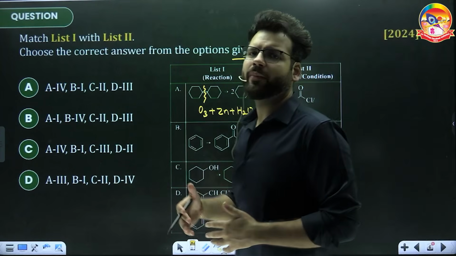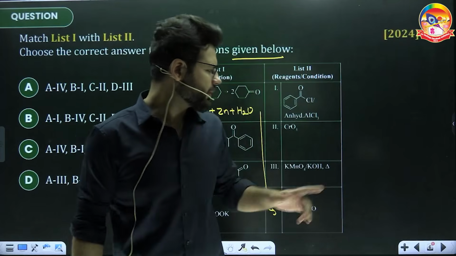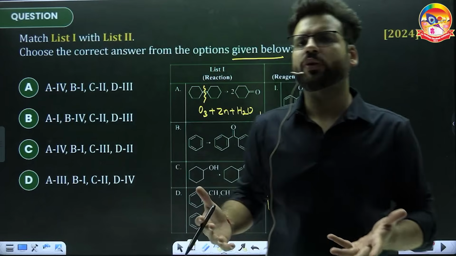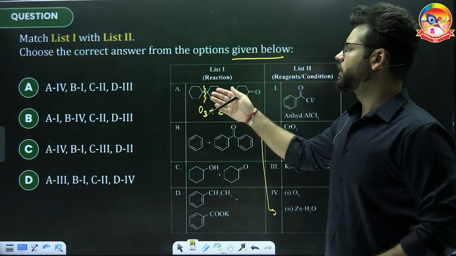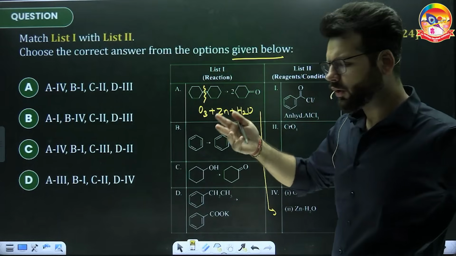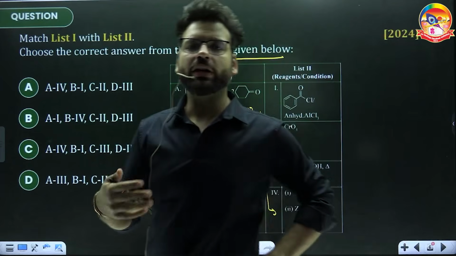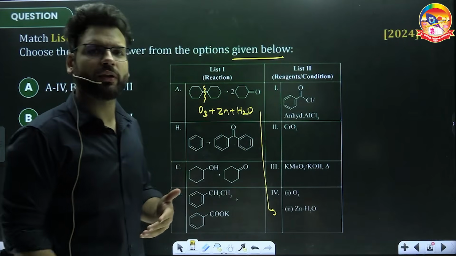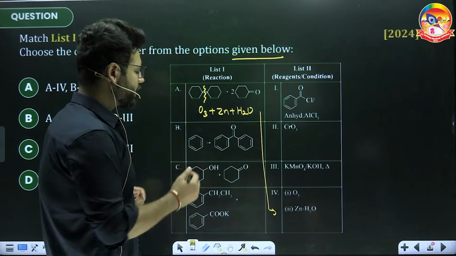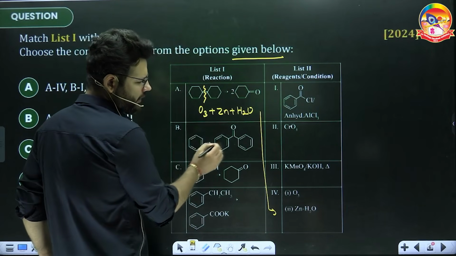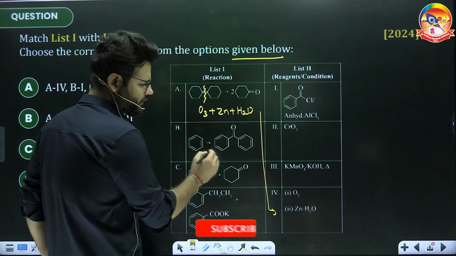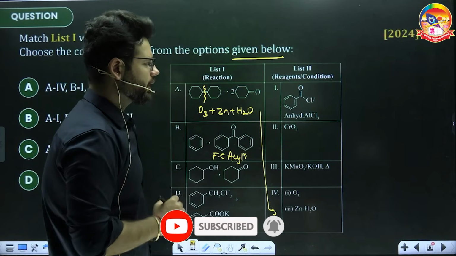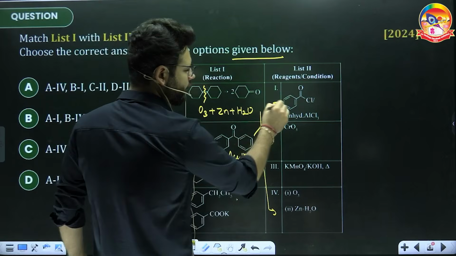A could also have matched with KMnO4 in acidic medium, but that option is not there here. Oxidative cleavage with KMnO4/H+ also converts your double bonds into ketones or carboxylic acids. We have already discussed this in the hydrocarbon topic. If you have not watched the video, I would request you to watch that as well. So we are converting a benzene into a benzophenone, which is Friedel-Crafts acylation.